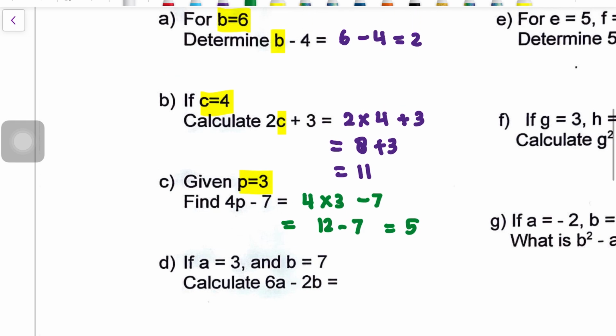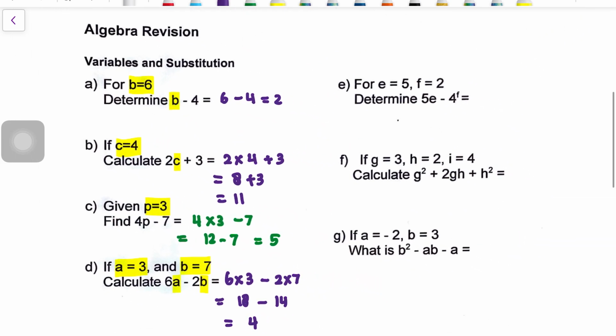Part D, if a is equal to 3 and b equals 7, so we'll be replacing or substituting a and b with the given values. So a is 3, so 6a is 6 times 3, and then minus 2b, which means 2 times b, 2 times 7. So that will be 18 minus 14, so that will be 4. So that will be question A to D.